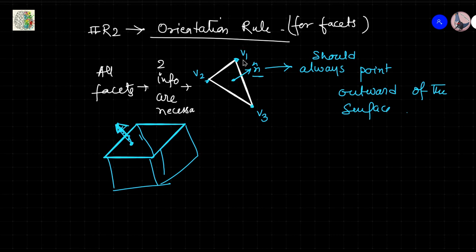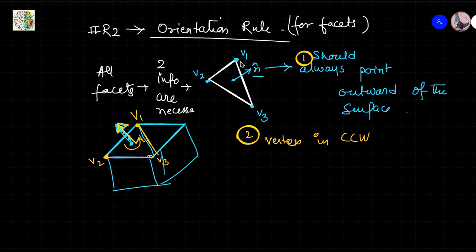And the second thing is that all the vertices of this triangle should be marked counterclockwise only. Like this, this and this. These are the three vertices. So it should always be counterclockwise. So the right hand screw rule will be valid for this normal and it is pointing outwards. So this has to be for V1, V2 and V3. So the vertices in CCW and the normal, these are two sets of things. It should not be any normal or any vertex, but all the vertices should be arranged in the counterclockwise direction only, and the normal should point outward of the surface.